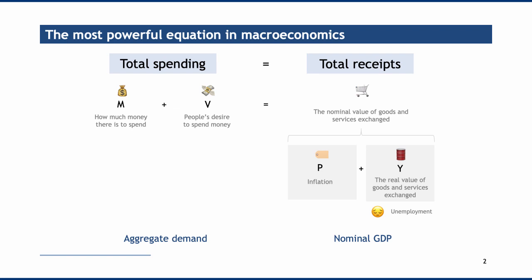Now, I've also added here the emoji for unemployment. Ultimately, it's unemployment that is a factor that we have to pay close attention to. So whilst real growth, Y, is important in the economy, that is closely linked to unemployment, and unemployment is an important macroeconomic indicator.